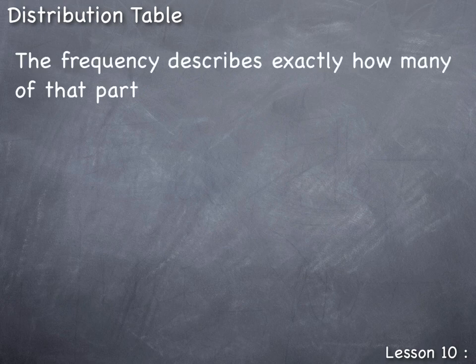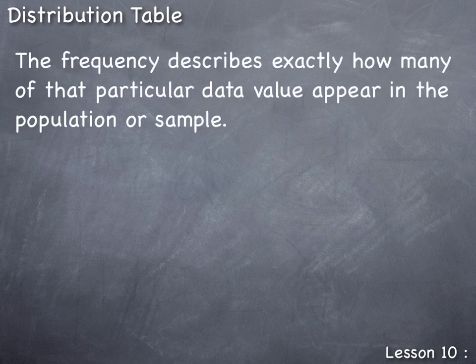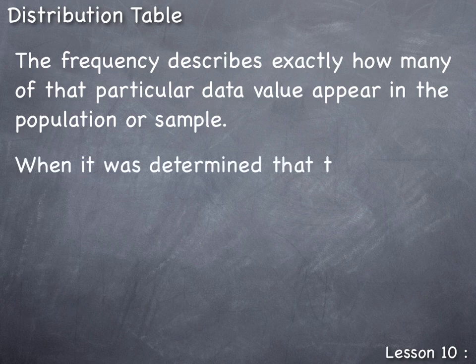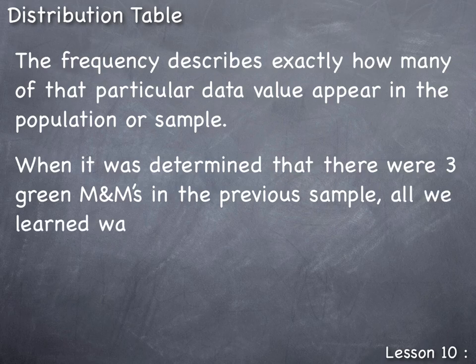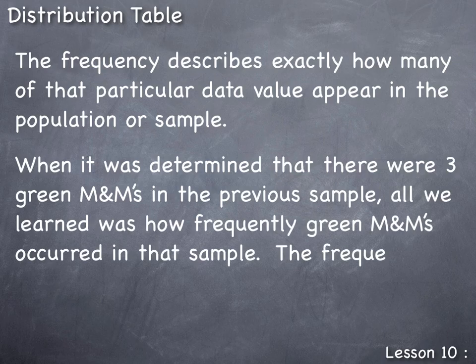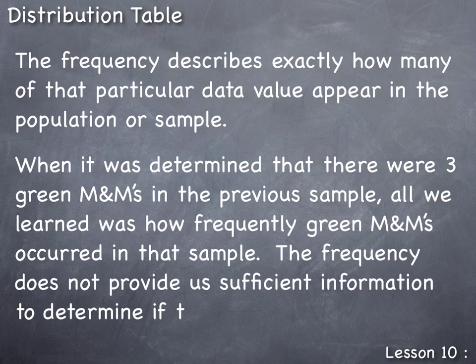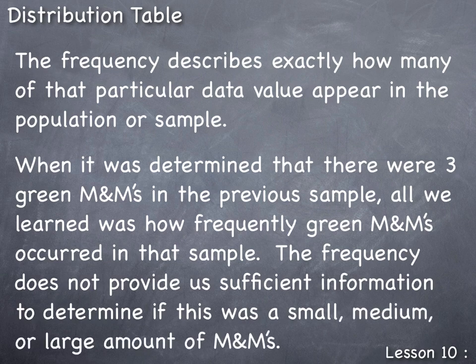The frequency describes exactly how many of that particular data value appear in the population or sample. When it was determined that there were 3 green M&Ms in the previous sample, all we learned was how frequently green M&Ms occurred in that sample. The frequency does not provide us sufficient information to determine if this was a small, medium, or large amount of M&Ms.